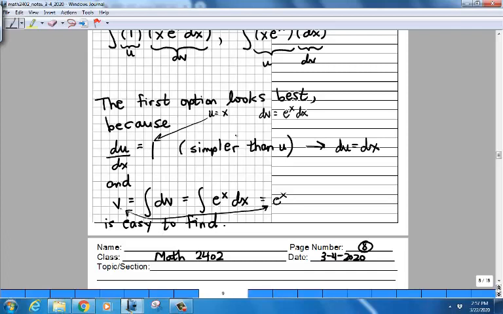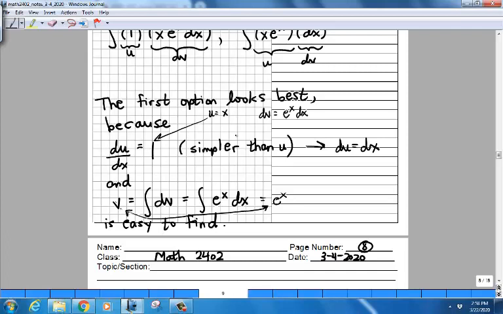Those choices for u and dv seem to match our criteria, right? If we let u be x, then the derivative of u is just 1. That's simpler than u. And if we let dv be e to the x dx, that's easy to integrate, because when you integrate e to the x, you just get e to the x. So that's very easy to integrate. And so we know here, by the way, when we integrate dv, that's v. So we know now that v is e to the x.